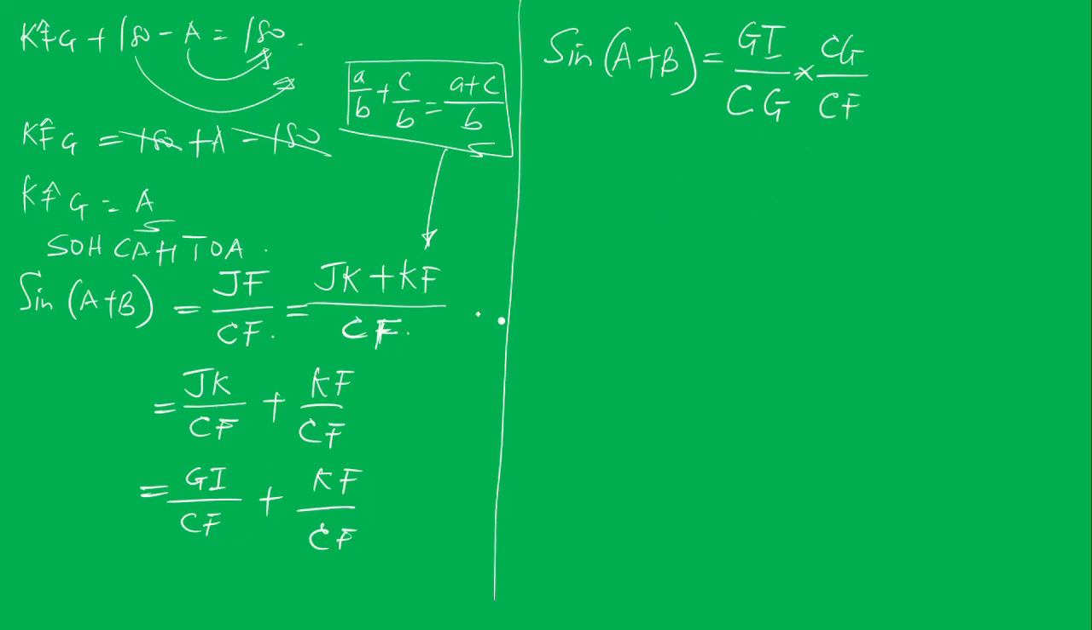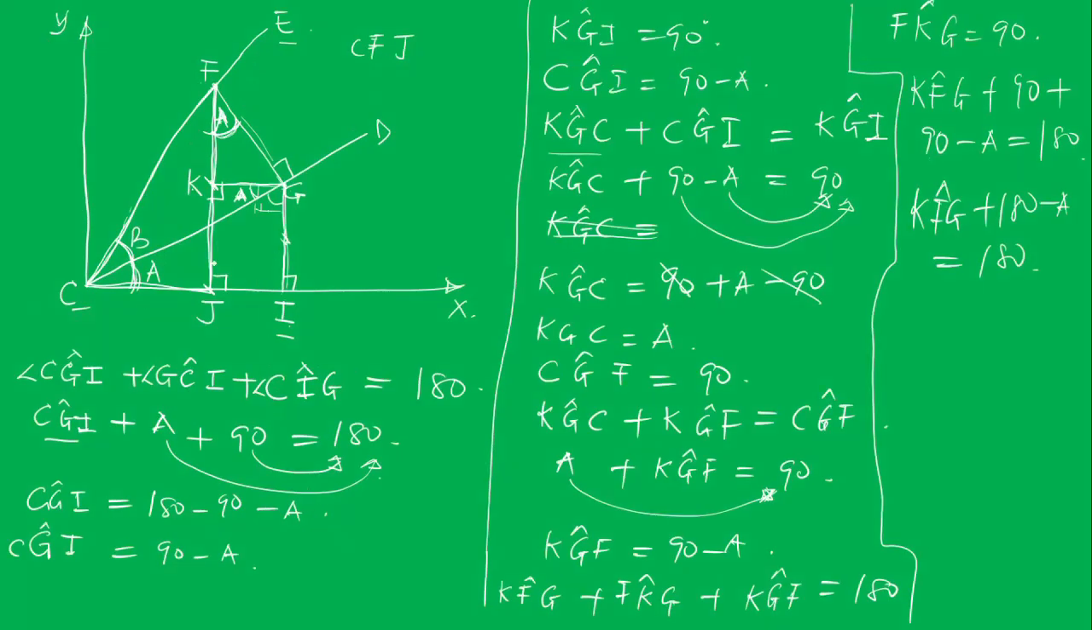Now if you look very critically, this GI over CG times CG over CF is the same thing as GI over CF, because if you cancel out this CG, you are left with GI all over CF. It's just like multiplying this value by 1. We're also going to do the same to KF. Now, when you look at KF and CF, they have a common line.